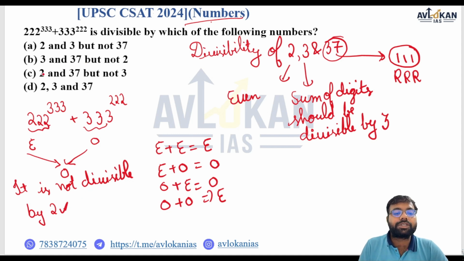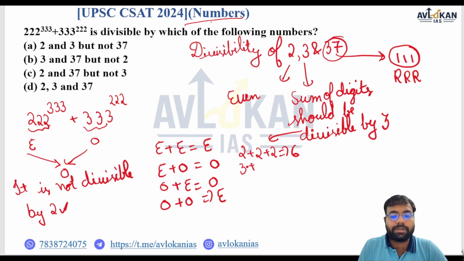Next, we have to check for the divisibility by 3. For divisibility by 3, the sum of 2 plus 2 plus 2 is 6 and it is divisible by 3. Again, 3 plus 3 plus 3 equals 9, so it is divisible by 3. That means any power of this one will be divisible by 3 and any power of this one will also be divisible by 3. So when this is divisible and this is also divisible, their sum will also be divisible by 3. That means it is divisible by 3.